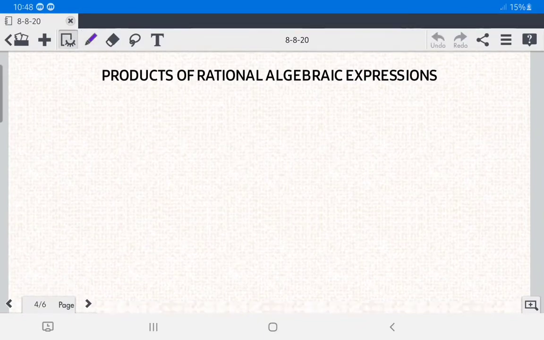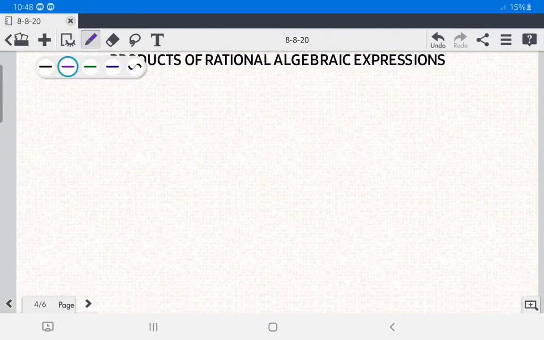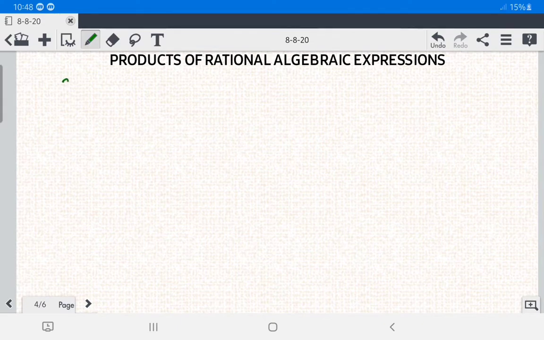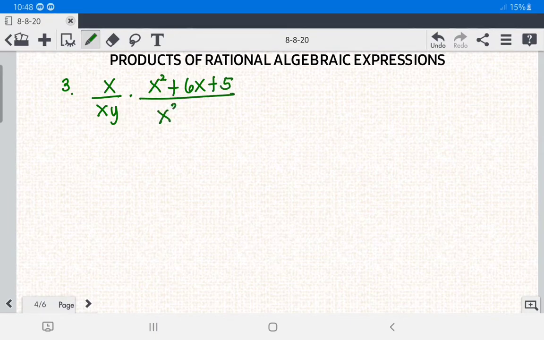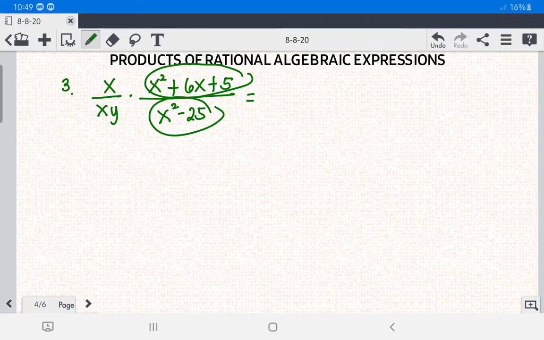Next, for number 3. Let's say we have x over xy times x squared plus 6x plus 5 over x squared minus 25. So here in this case, as you can see, our rule is to multiply numerators and then the denominators. But then this time, x squared plus 6x plus 5 and then x squared minus 25 are factorable, right?